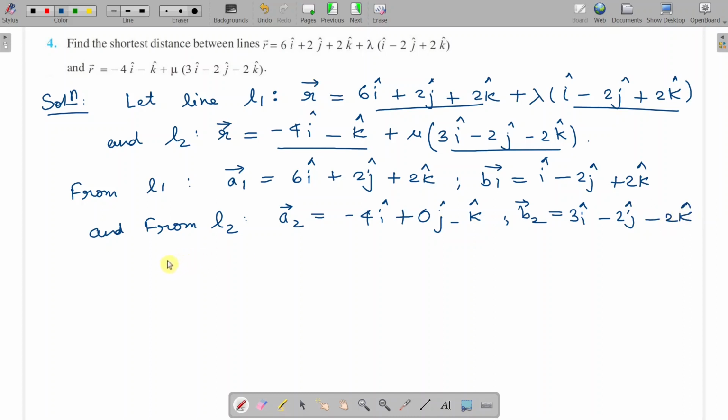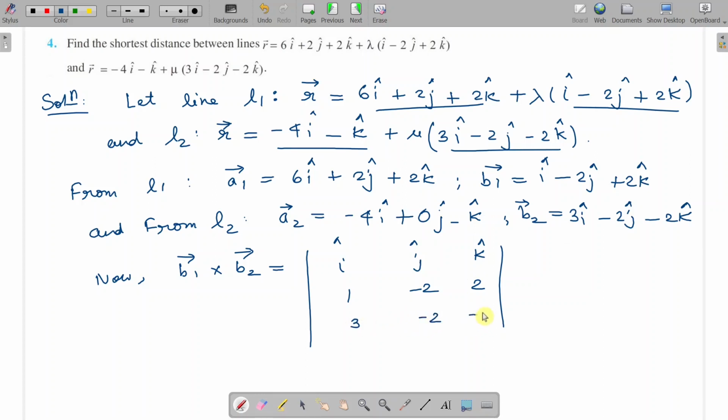So this we have. Now for finding the shortest distance, we have to find b1 bar cross product b2 bar. So b1 bar cross product b2 bar is equal to the determinant of i cap, j cap, k cap, right? Then coefficients of b1 bar, so that is 1, minus 2, 2, and then the third row will be coefficients of b2 bar, so that is 3, minus 2, minus 2. Okay, so now let us find b1 bar cross product b2 bar.